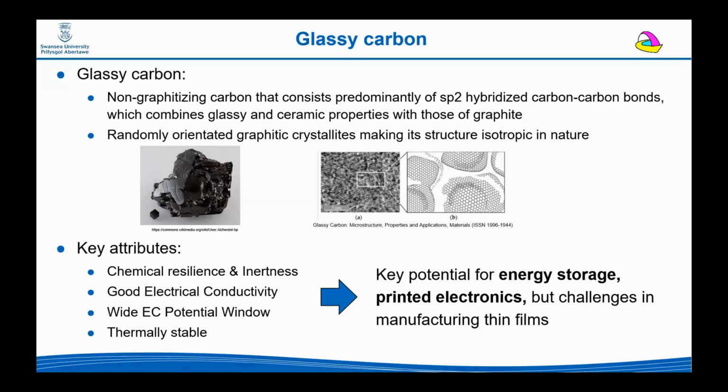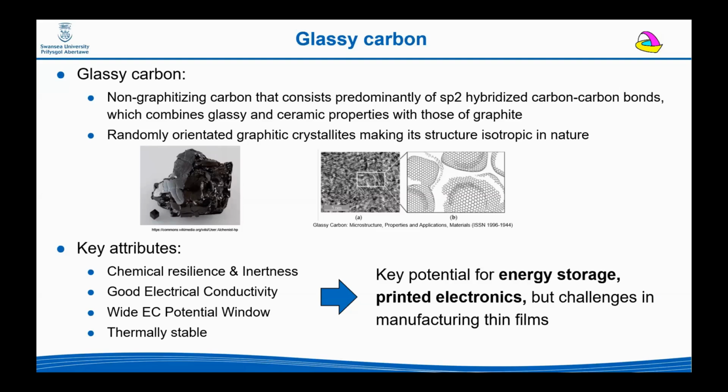So we all talk about carbons. People know graphene. People know very well activated carbons, graphite. What is glassy carbon? It's a non-graphitizing form of carbon that combines glassy and ceramic properties with properties like conductivity, typical of graphite. Glassy carbon, for example, is extensively used in electrochemistry. Why? Because it's chemically resilient and inert to chemical reactions, has very good electrical conductivity, and has a very wide electrochemical voltage potential window. So it's fantastic for multiple applications, and is thermally stable at high temperature.